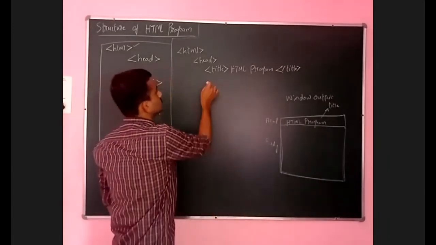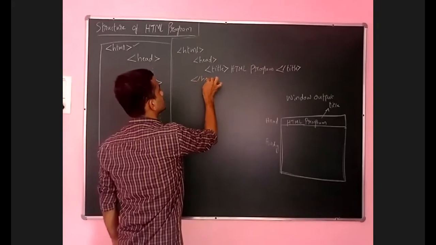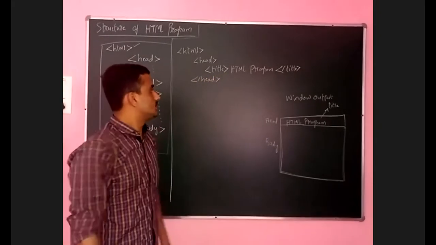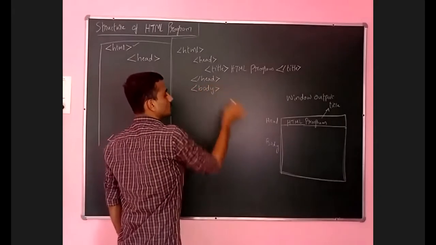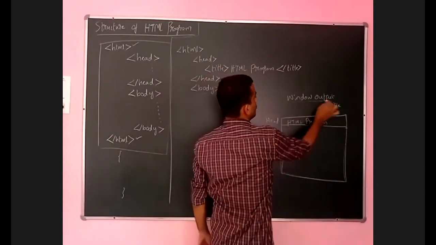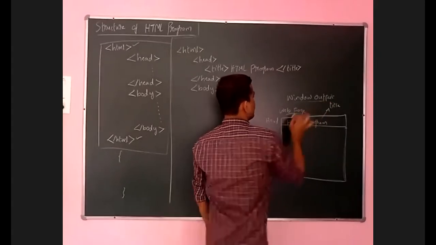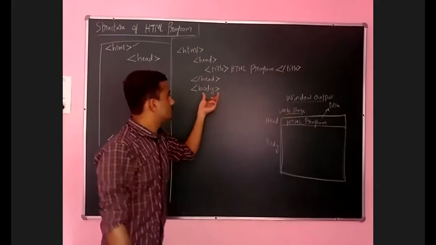Next, before you start the body section, you have to end the head section. After you end the head section, you start the body section. That means you have to consider the body section of this web page. You can consider this as window output, HTML document, or web page. Web pages are displayed by using a web browser, so it is called a web page. Now we'll start the body section.